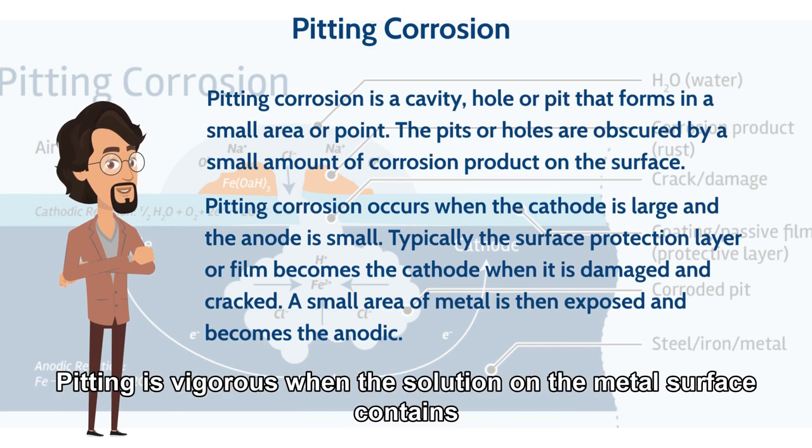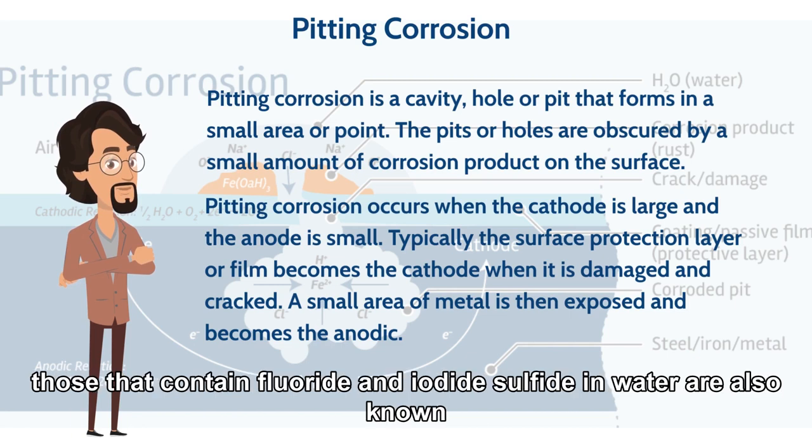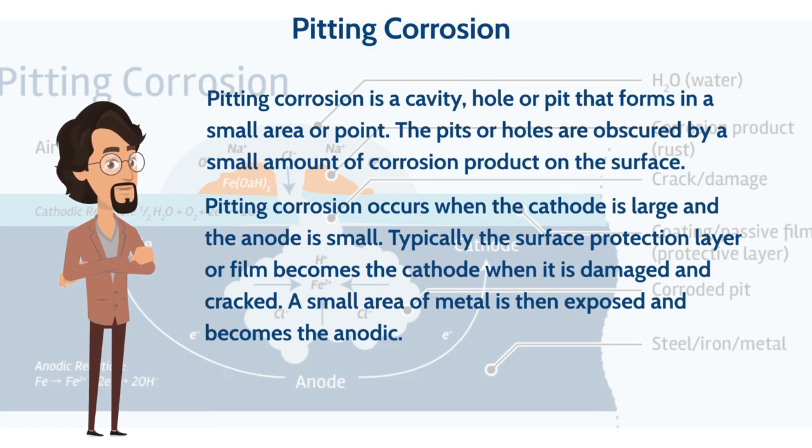Pitting is vigorous when the solution on the metal surface contains chloride, hypochlorite or bromide ions. Other harmful solutions are those that contain fluorides and iodides. Sulfides and water are also known to enhance the pitting process.